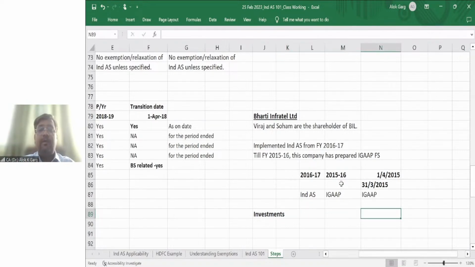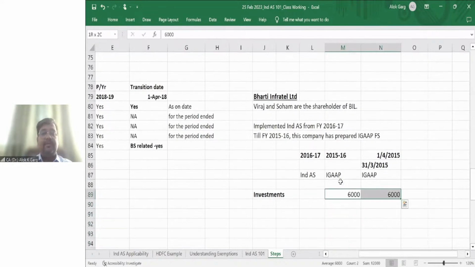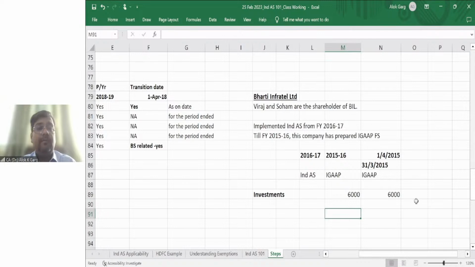Let's talk about investment. On 1st April 2015 or on 31st March 2015, this company was having an investment of 6,000 crores cost. On 31st March 16, this company was also having an investment of 6,000 crores. Now what happened? In Indian GAAP, these investments were long-term investments, few were short-term, few were long-term. These investments were recognized under accounting standard 13 as cost or market value, whichever is lower in case of current investment. In case of long-term investment, it is cost less provision for diminution if it is permanent.